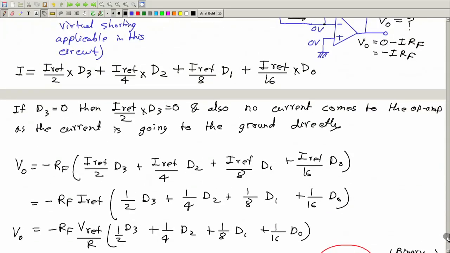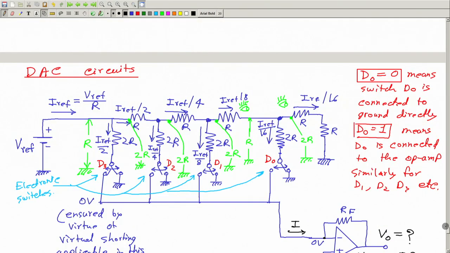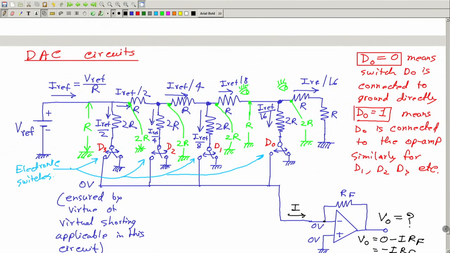Welcome. We are studying ADC and DAC, and in the last class we saw this DAC circuit, which is made up of a resistive network with resistances R to R, R to R, and so on. That is why this is called an R to R ladder circuit.